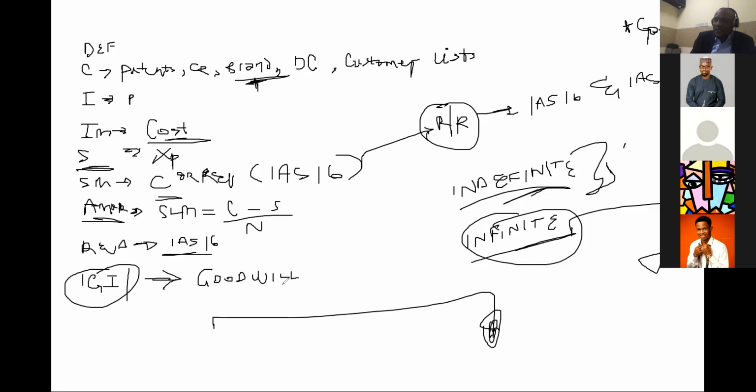Now, goodwill essentially is, think about it, all the resources of value that an entity has that do not meet the definition of assets. I want you to hear me, and I don't want to say something like I've discovered something, but just hear the point I'm making. Goodwill is all the resources that an entity has that do not meet the recognition criteria of assets. Do you understand what I'm saying?